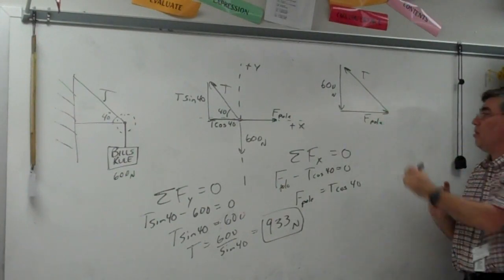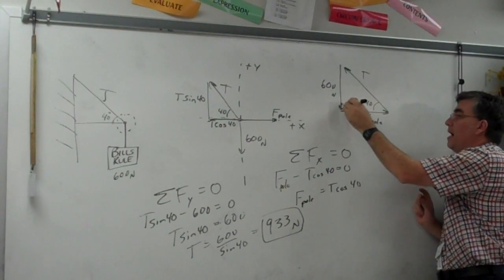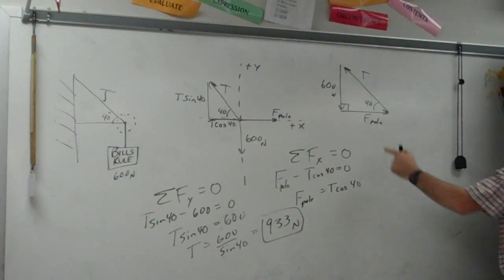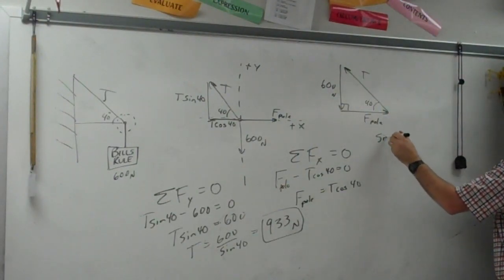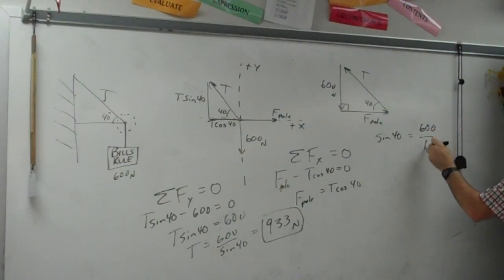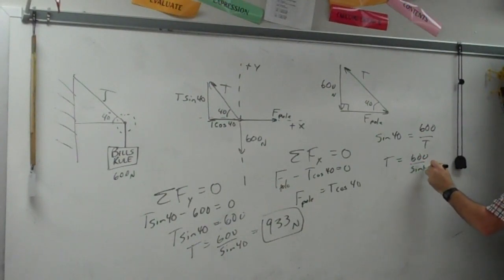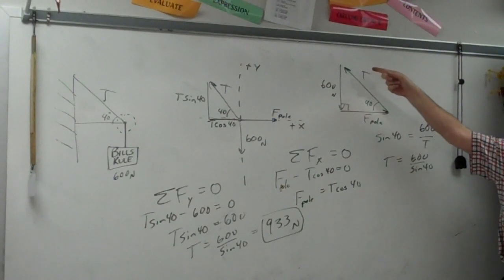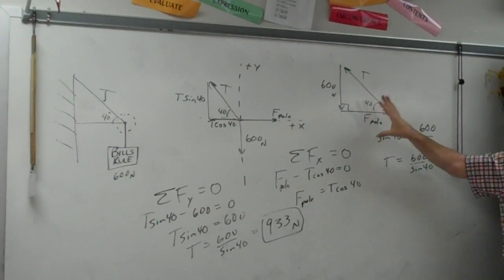So now I have a triangle. This is 40. This is 90 degrees. Find the hypotenuse. Well, 600, wouldn't it? Isn't that easy? And so how do we find the hypotenuse? You could say the sine of 40 is what? Opposite 600 over hypotenuse. So T equals 600 over the sine of 40. It's not as much work, is it? No. All right, this is a lot easier.